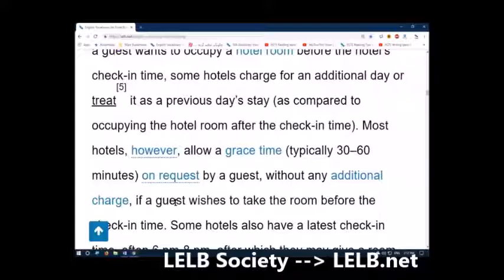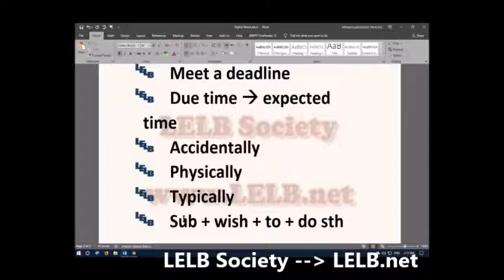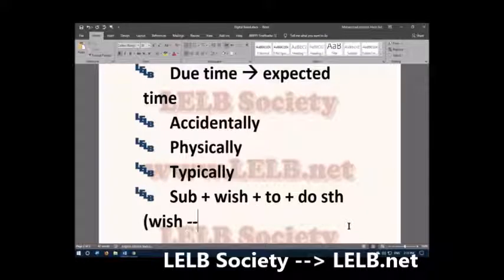If a guest wishes to take the room before the check-in time, pay attention to this grammar structure. Wishes to or wish to. Subject plus wish plus to plus a verb, for example, do something. Okay, in this structure, wish means to desire. So here wish means desire or want strongly.